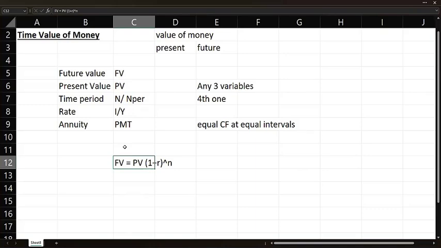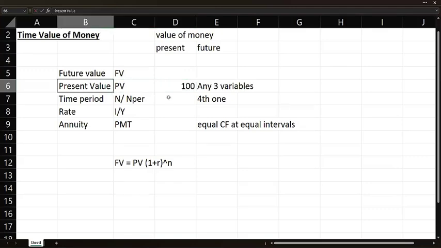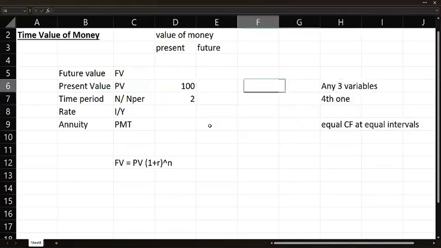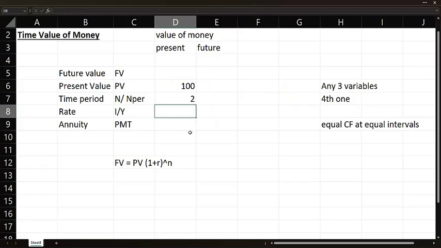Fine. So if I tell you in this very simple example that the present value is, let's say, 100 as of today. Let me write down these variables here. So we have $100 today, and we want to invest it for a period of 2 years. And the rate of return is, let's say, 5%. And there is no annuity, so there is no question of annuity. It is a one-time, single investment.